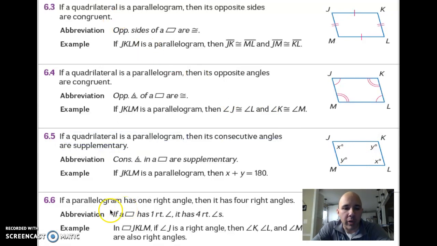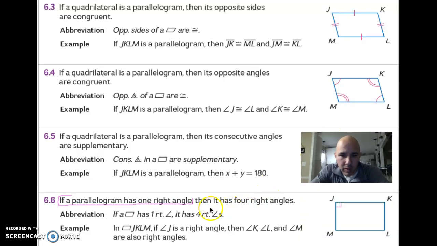Welcome back, Mr. Cornier. Let's talk about our last property of parallelogram. So if the parallelogram, one more time, if it's a right angle, then if the parallelogram is right, you have four angles that are going to be 90 degrees. Let me know if you have any questions on this particular property of parallelograms.